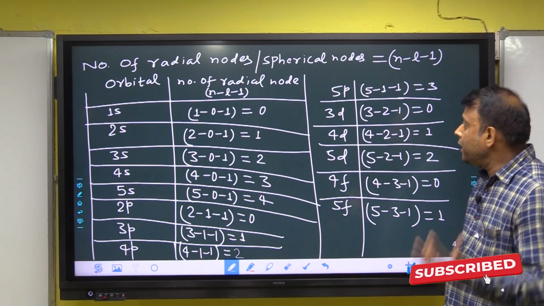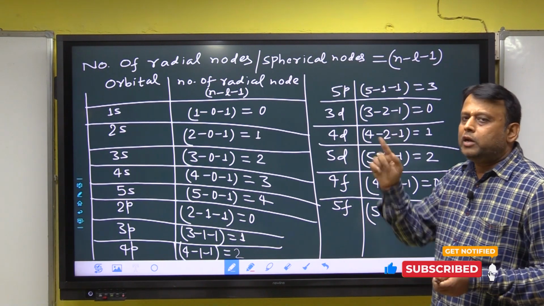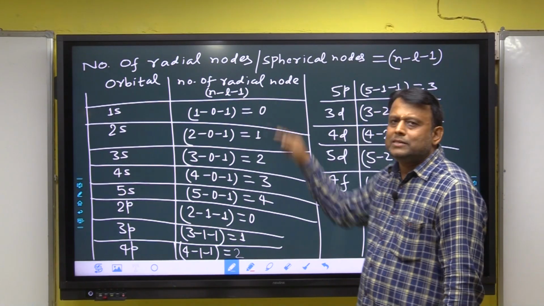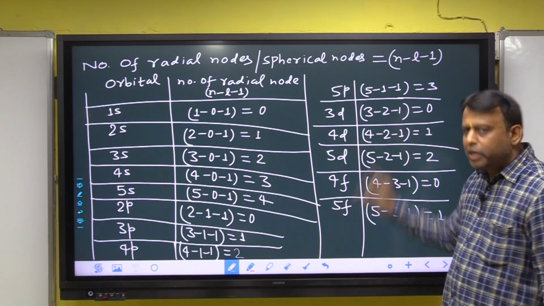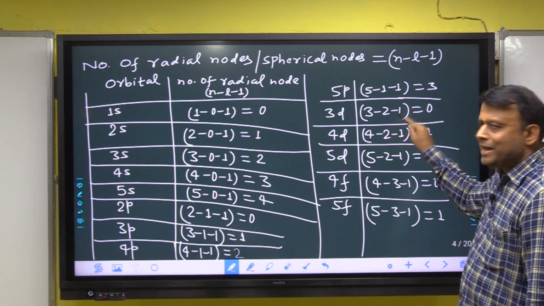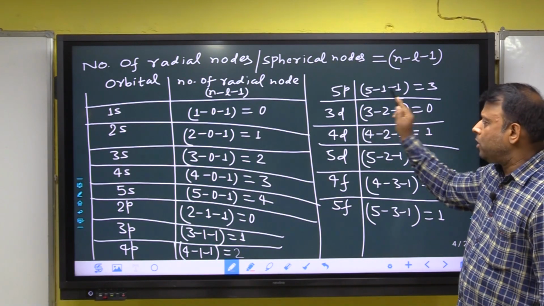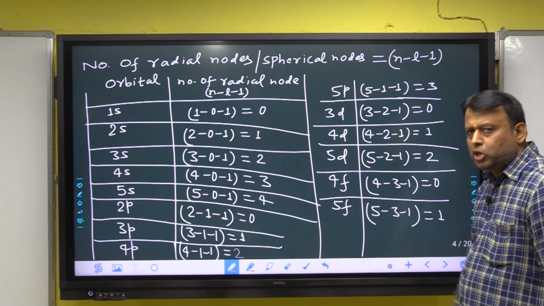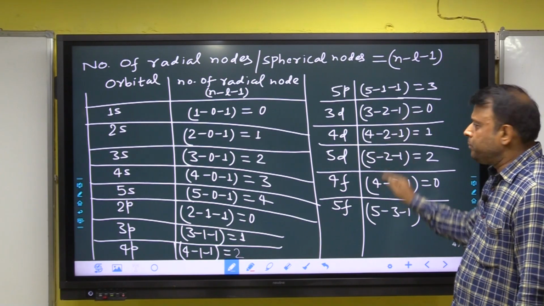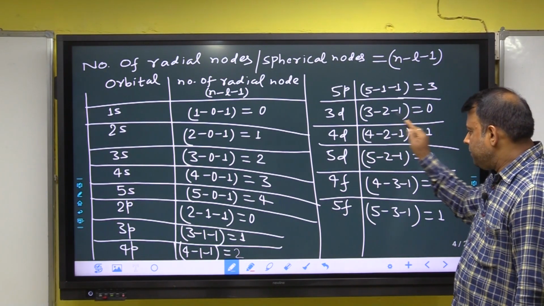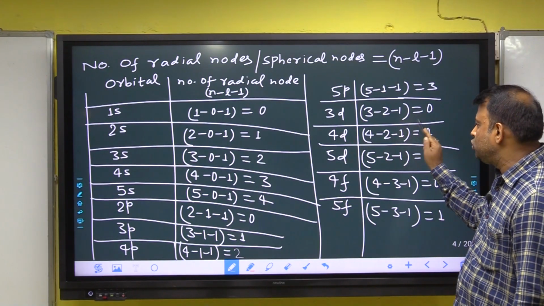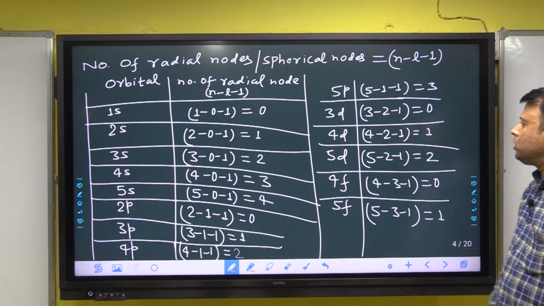Now for any d, for d, L is equal to 2, and the radial node is n minus L minus 1. So for 3d, 3 minus 2. Why 2? Because for d, L is equal to 2, minus 1, it is equal to 0. For 4d, for d, L is equal to 2, minus 1. So 4 minus 2 minus 1 and it is equal to 1.